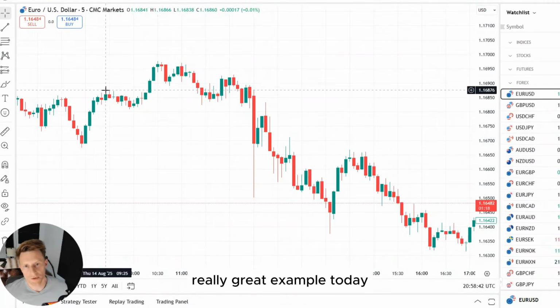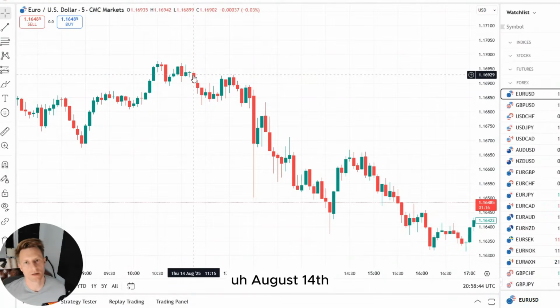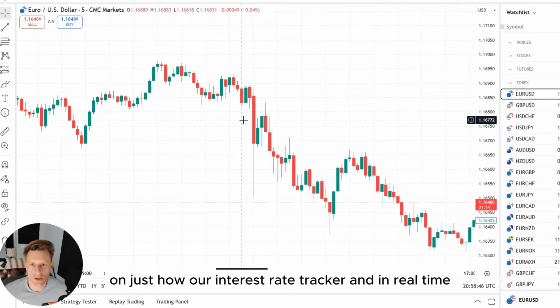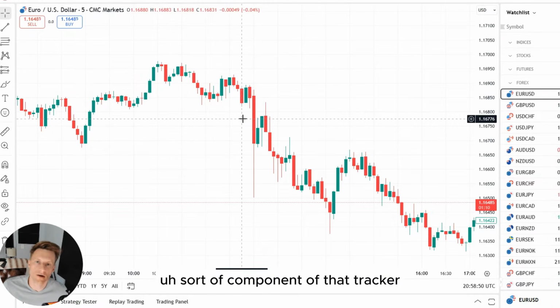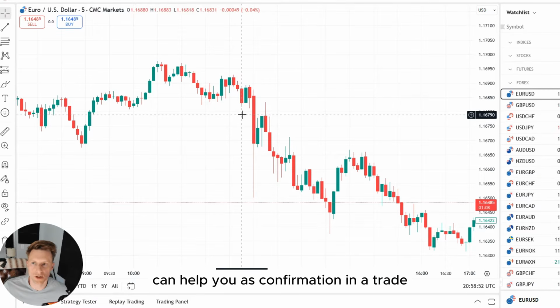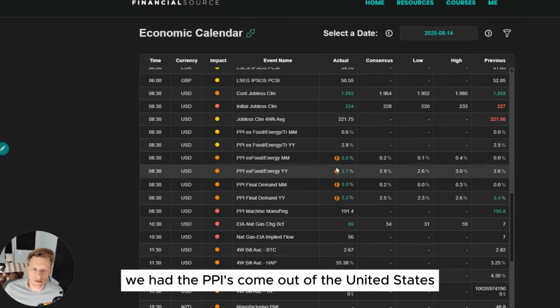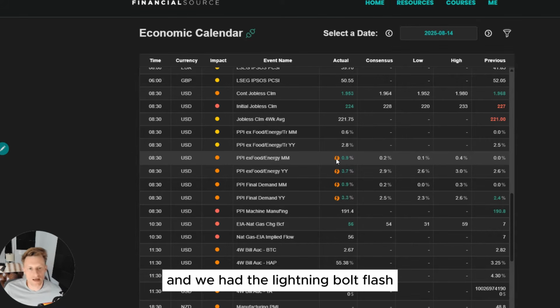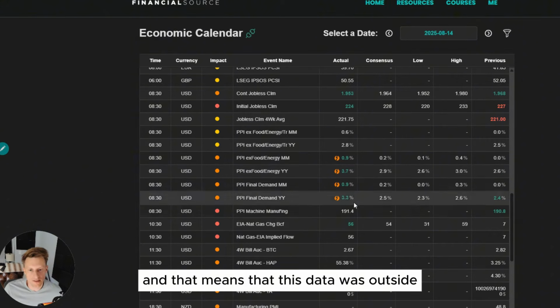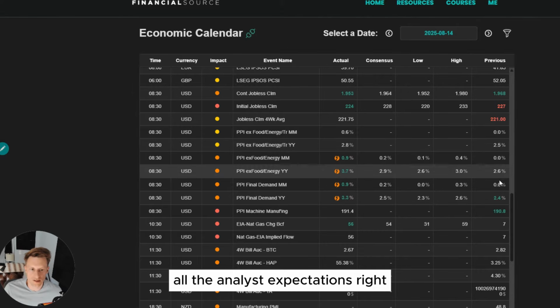Really great example today, the 14th of August, on just how our interest rate tracker and the real time component of that tracker can help you as confirmation in a trade. So, what happened? Well, we had the PPIs come out of the United States and we had the lightning bolt flash. And that means that this data was outside all the analysts' expectations, right? So what you'd expect is some kind of move.